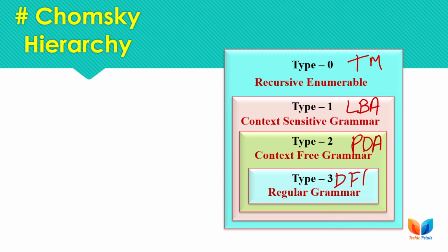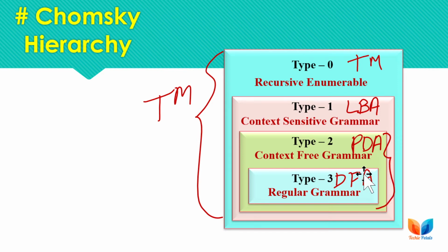As type 0 is a superset of all other languages, we can say that a Turing machine can recognize all types of languages. A PDA can recognize only these two sets of languages, meaning regular and context free languages can be recognized by a PDA, and linear bounded automata can recognize these three classes of language, and a Turing machine can recognize all types of language.